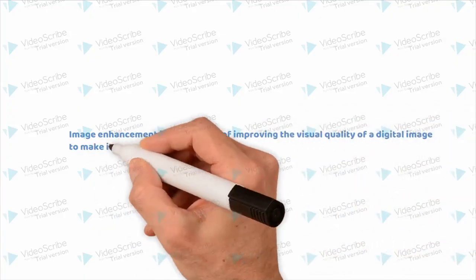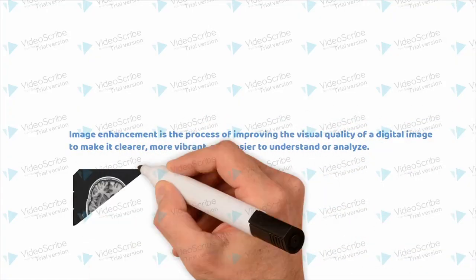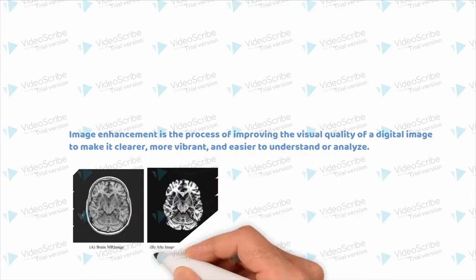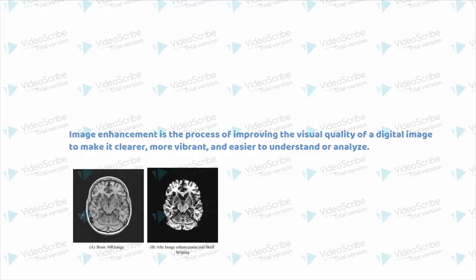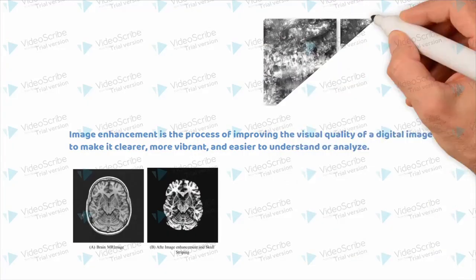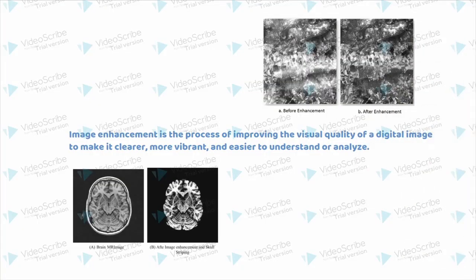Image enhancement is the process of improving the visual quality of a digital image to make it clearer, more vibrant, and easier to understand or analyze. It involves using various techniques and algorithms to adjust the brightness, contrast, colors, and details of an image to make it look better or more suitable for a specific purpose.